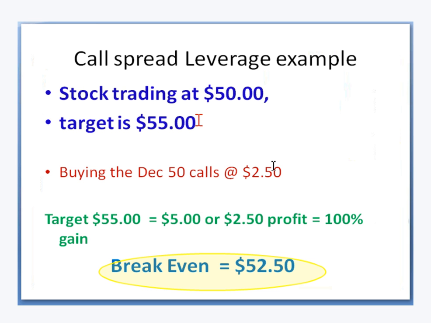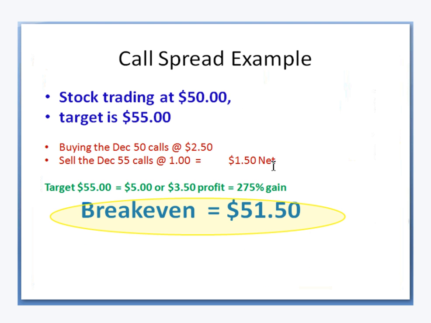If the stock's trading at 50 going to 55, that's the same thing. The break even is $52.50. Now to do the spread, say you're buying the 50s for $2.50 and you're selling the 55s for $1. That means your net out of pocket was $1.50.